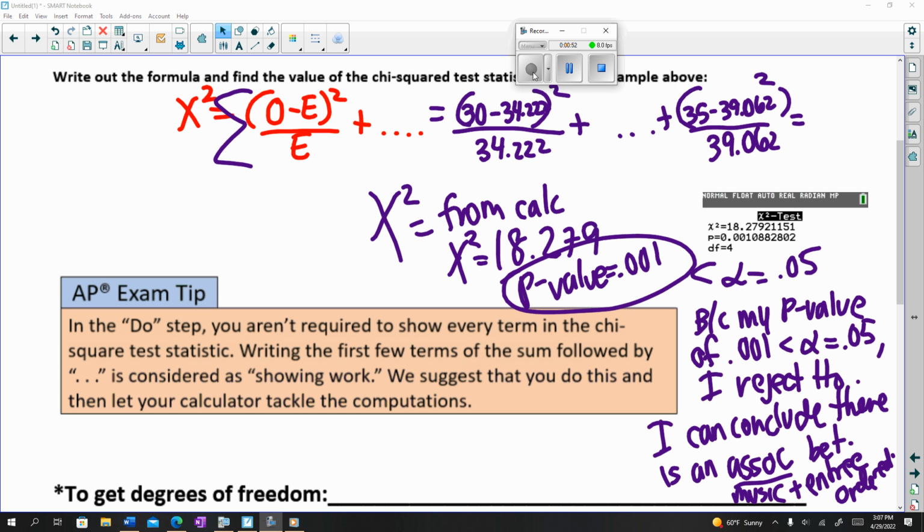Please note that it says AP exam tip. In the do step, you aren't required to show every term in the chi-square test statistic. Writing out a few more with a little plus sign, a little dot, dot, dot is enough work. So that's what I showed you up above.